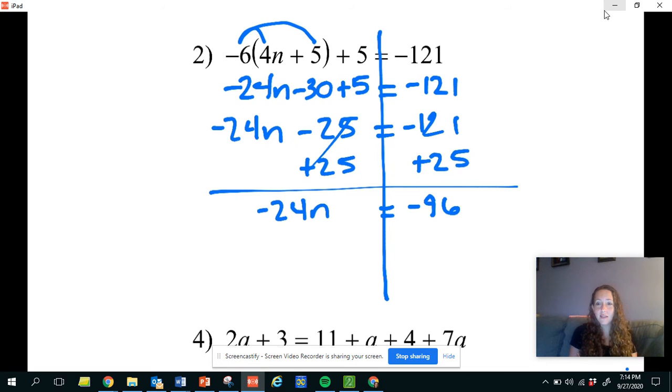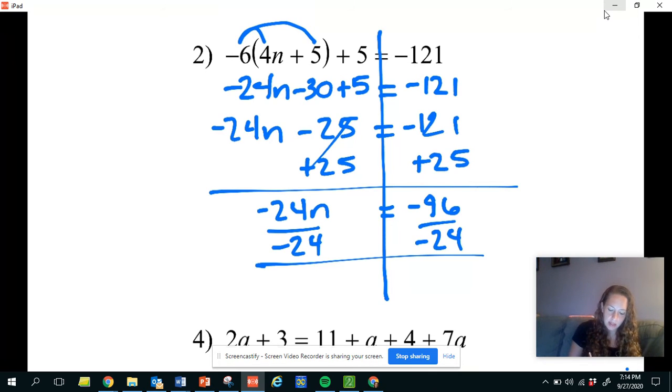So once again, last step, I have a number touching a variable. So I'm going to divide both sides by -24. And I will get n equals +4. Okay.